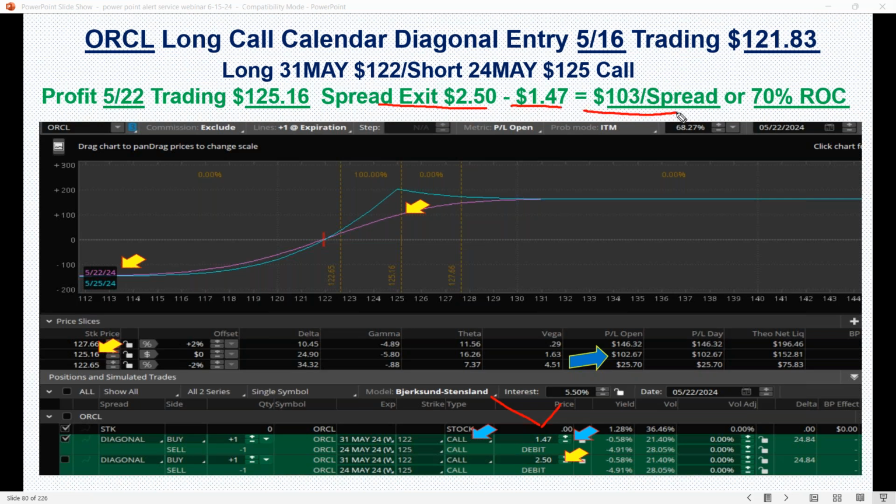So out of that, we made 103 per spread, or 70% return. A lot of times we'll do this type of trade structure. And then here's one more that we did. This was a really sweet trade.